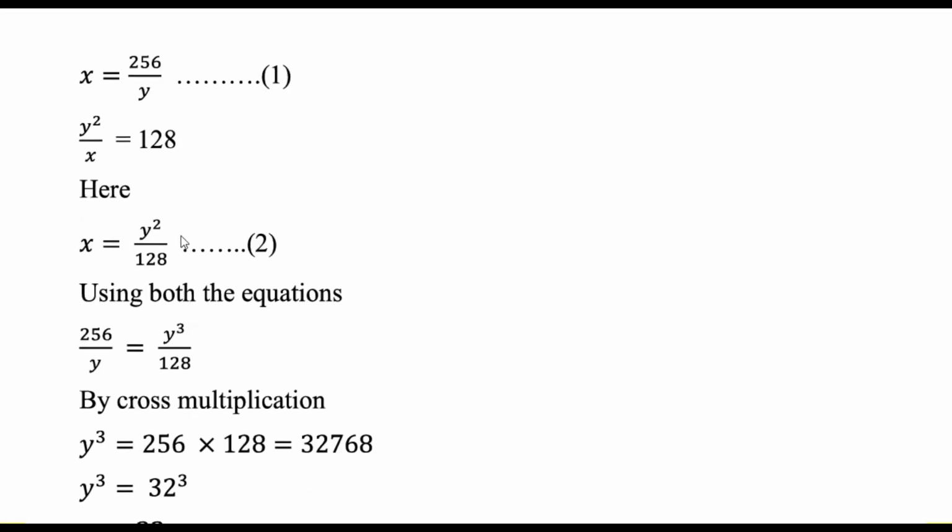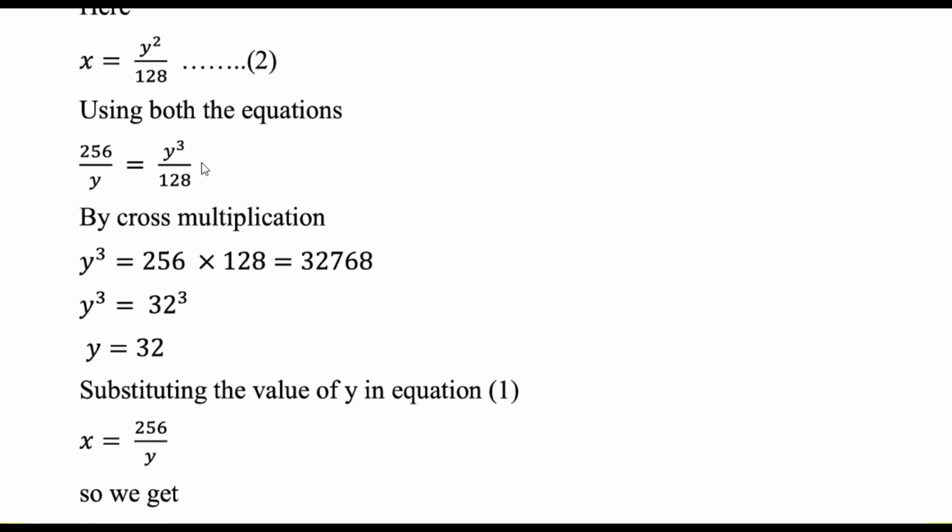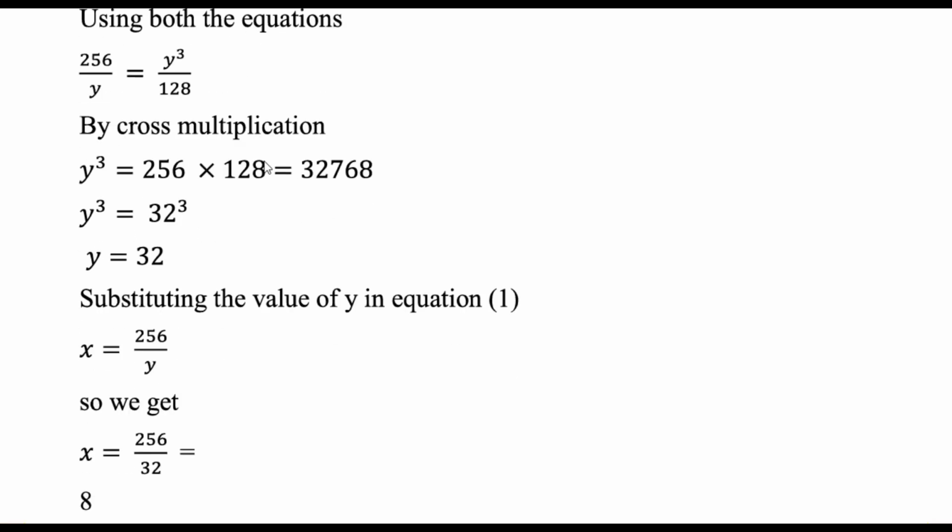Write equation number 1. So y square divided by x is equal to 128. Here x is equal to y square by 128. Now using both the equations, 256 divided by y is equal to y cube divided by 128. By cross multiplication you will get y cube is equal to 256 into 128. Okay, it should be y square, that is a typing mistake. So ultimately you will get y is equal to 32.